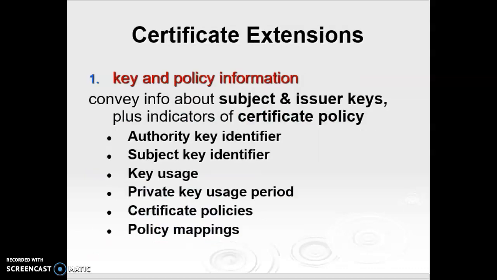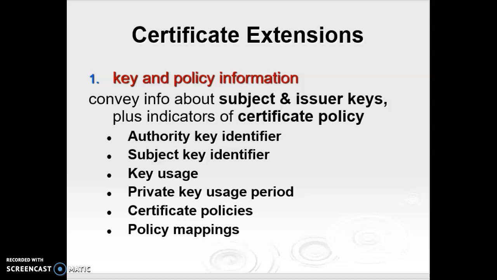Now let us see about these extensions one by one. There are three groups of extensions which can be provided. First is the key and policy information. Then subject and issuer names or issuer attributes. And the next one are the constraints which are defined in the extension fields.